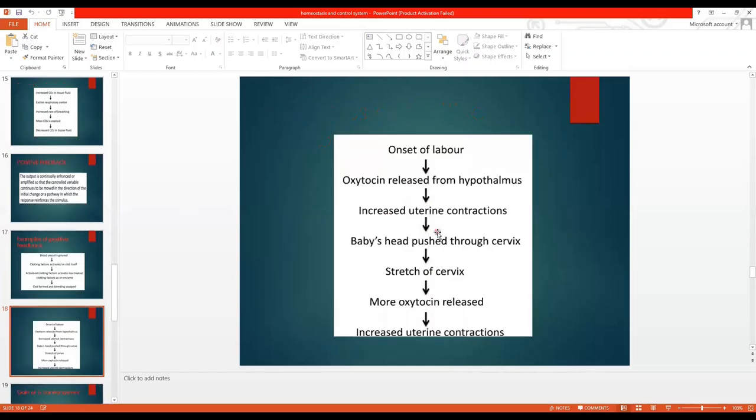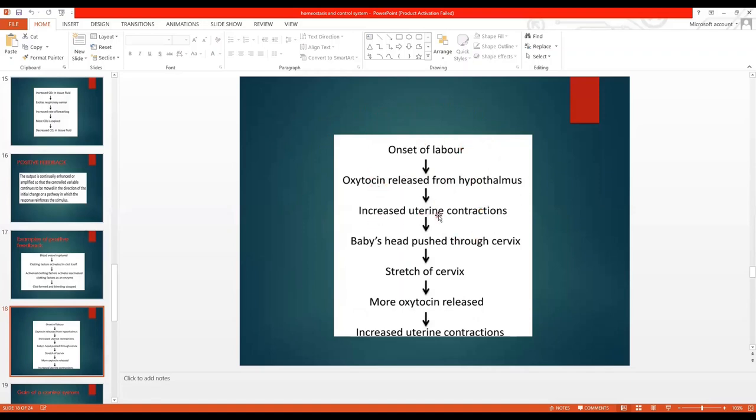Further, another example of positive feedback is whenever there is an onset of labor. Labor is a process through which a child is born. So labor is the contraction of the uterus. Whenever there is an onset of labor, which is contraction of the uterus, a hormone oxytocin is released from the hypothalamus, which is a part of your brain. This oxytocin further increases uterine contraction.